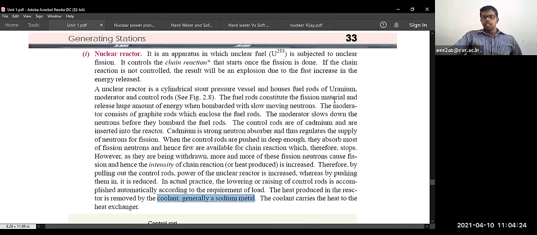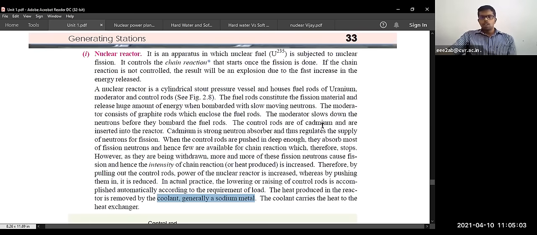Here the fuel rods constitute the fission material and release a huge amount of energy when bombarded with slow-moving neutrons. The moderator consists of graphite rods which enclose the fuel rods. The moderator slows down the neutrons before they bombard the fuel rods. No need to study this; once you see the diagram itself, you can easily understand what the moderator is.